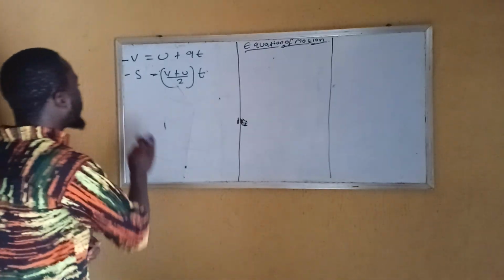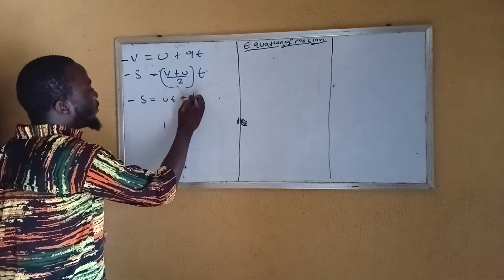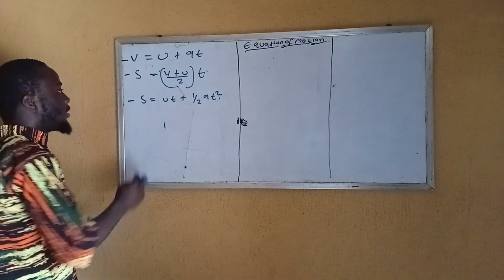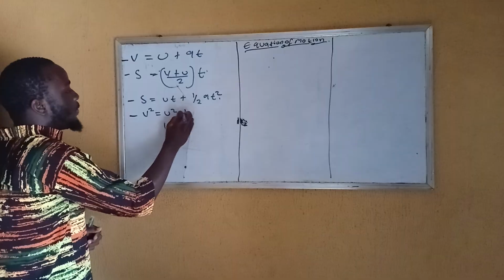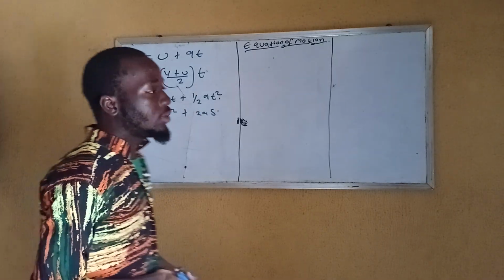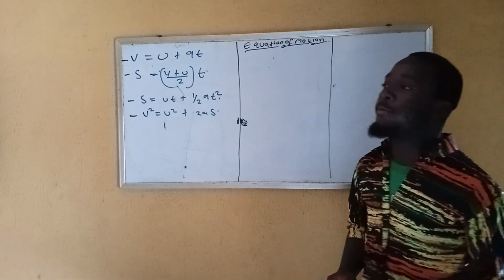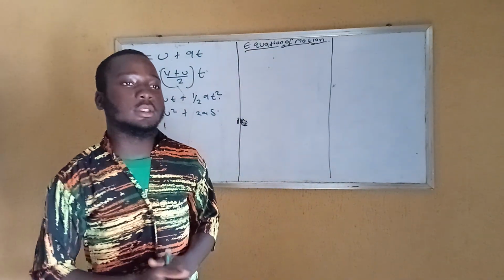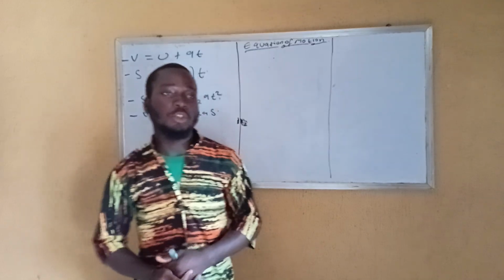And the third one is s equals ut plus one over 2 at squared. And the last but not the least is v squared equals u squared plus 2as. These are the four equations of motion, from the basics of physics, which is the knowledge of scalars and vector quantities, motions, and the types of motion we have.